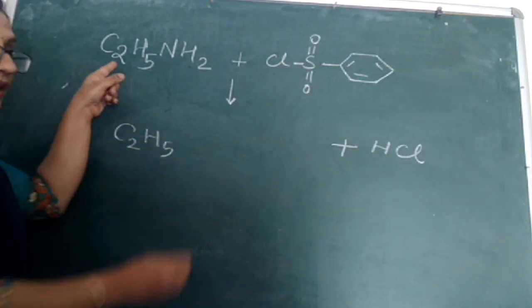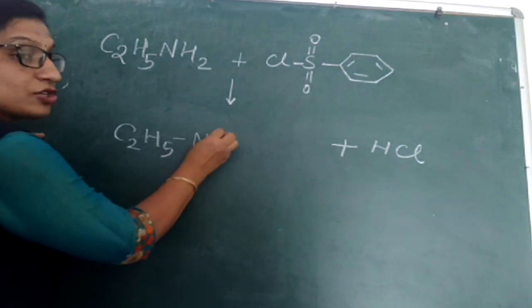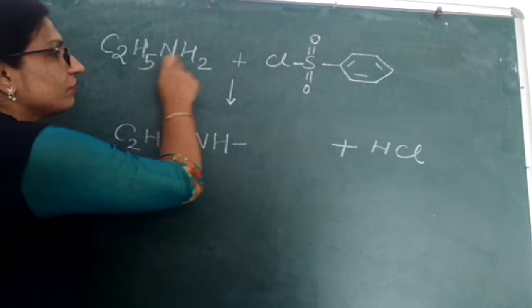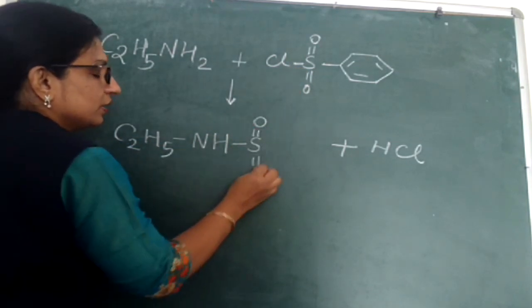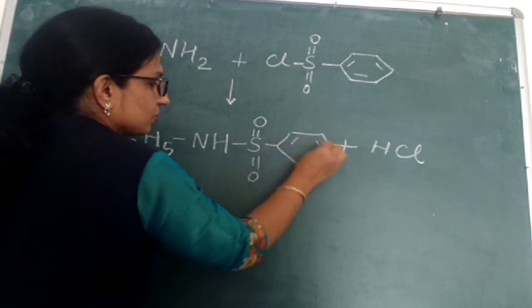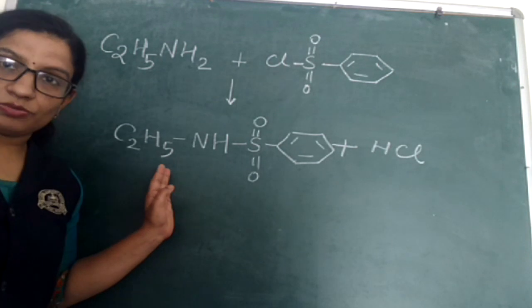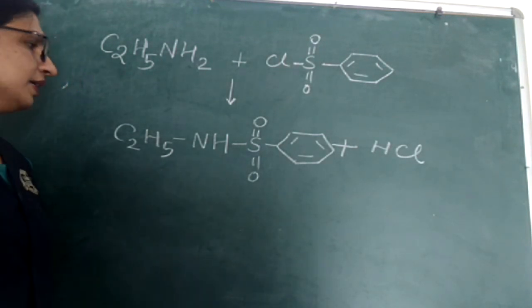C2H5, the same alkyl group which is present in this primary amine. This NH2 will now be NH, and this nitrogen will now bind with this SO2, and phenyl group is also there. So this is the compound. Now what are these compounds?